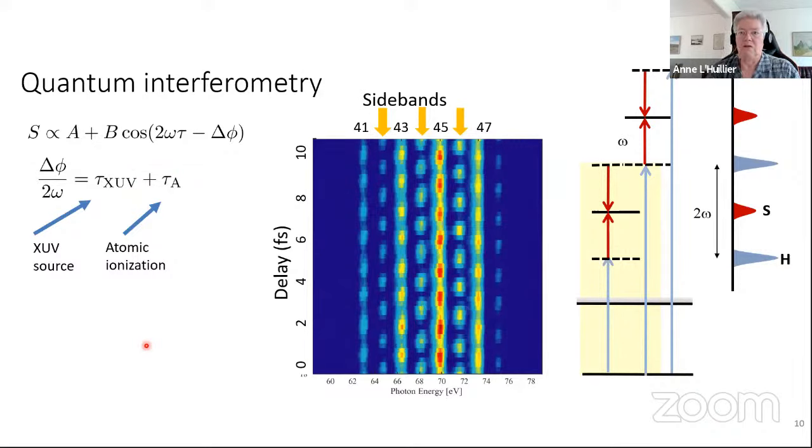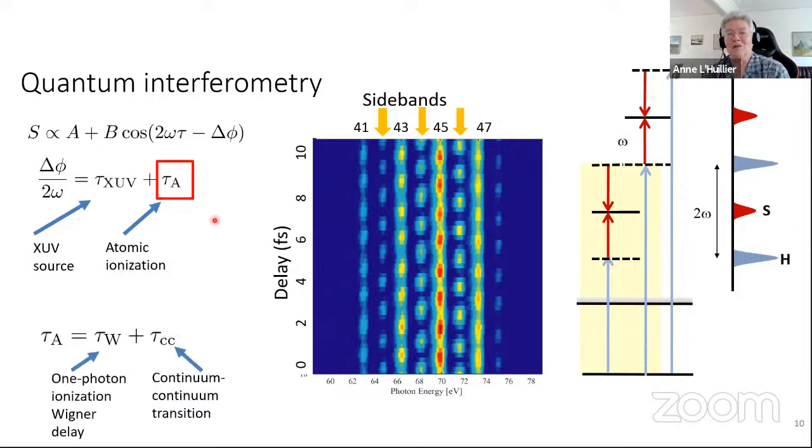This atomic ionization delay, which I'm going to discuss in this talk, can in turn be written as the sum of two terms. One is due to the one photon ionization process. It's also called Wigner delay, since it was introduced by Eugen Wigner. I'll come back to that in a moment.